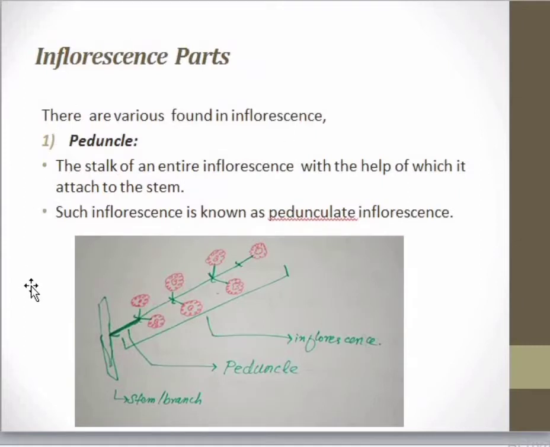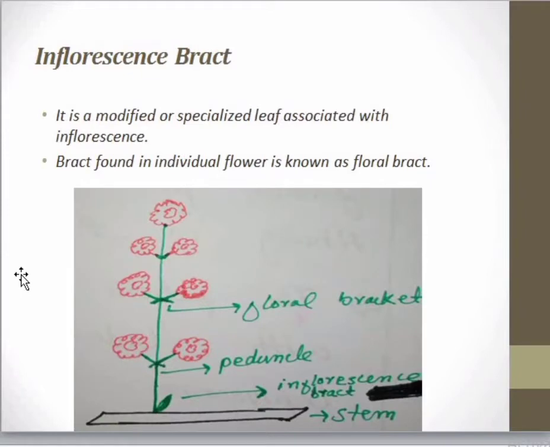In inflorescence, there are various parts associated with it. We will discuss each of them. The very first one is the peduncle. The stalk of an entire inflorescence, with the help of which it is attached to the stem, is known as the peduncle. It is this stalk with the help of which this inflorescence is attached to this stem. So this is the peduncle. Such an inflorescence is known as a pedunculate inflorescence. An inflorescence in which the peduncle is present is known as a pedunculate inflorescence.